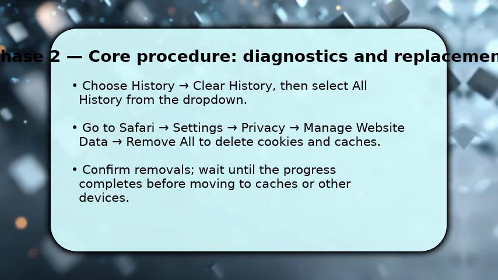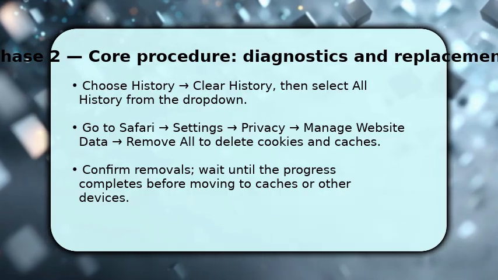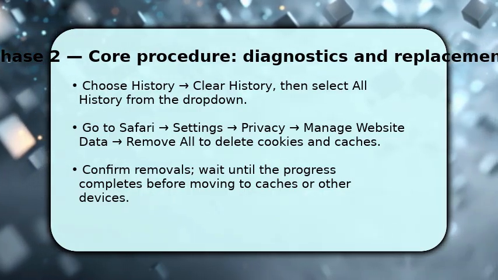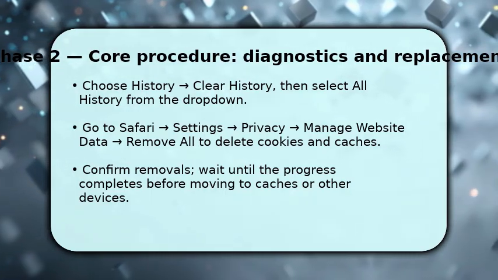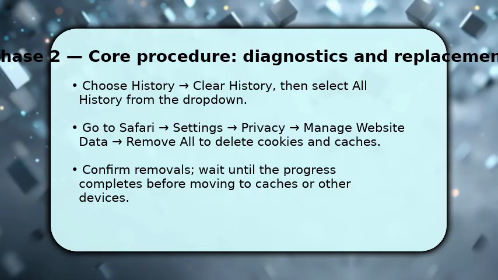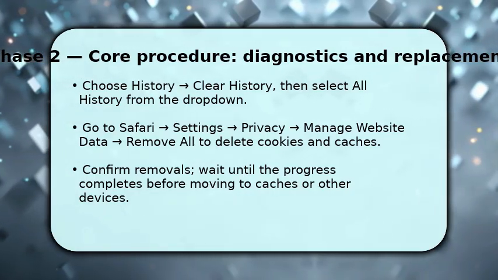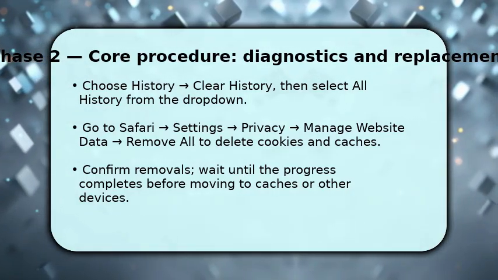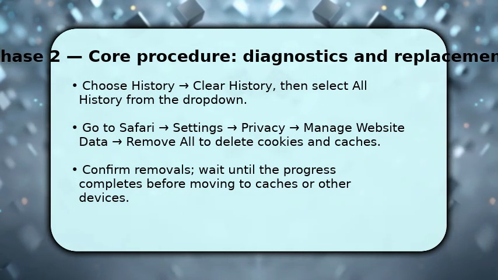Once done, open Safari Settings, go to Privacy, then Manage Website Data and choose Remove All. This deletes cookies and stored caches tied to sites. Wait for the removal progress to finish. Rushing can leave remnants. This combination removes both the visible timeline and the site data that can rebuild history entries or auto-suggest previously visited pages.